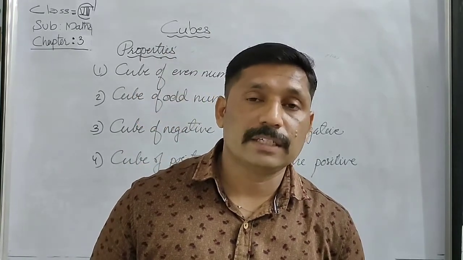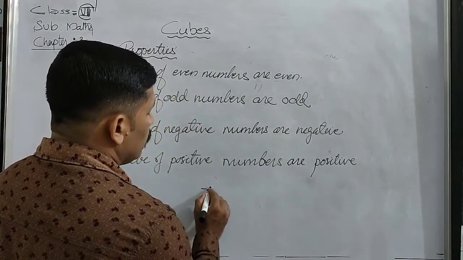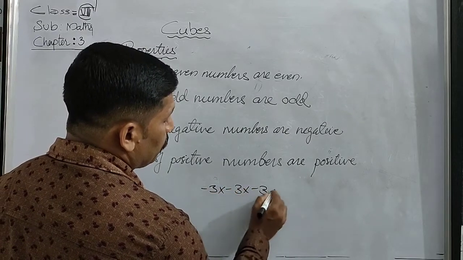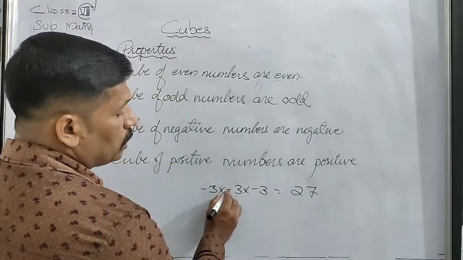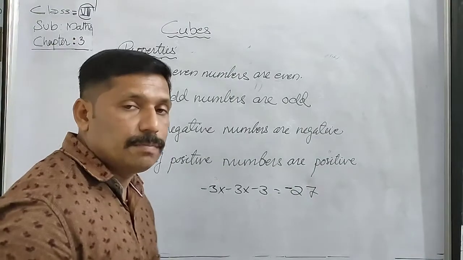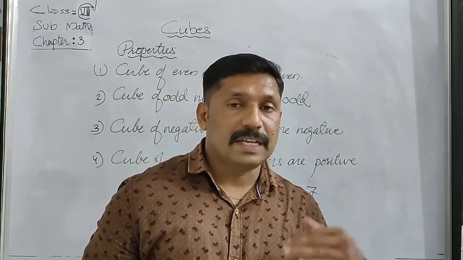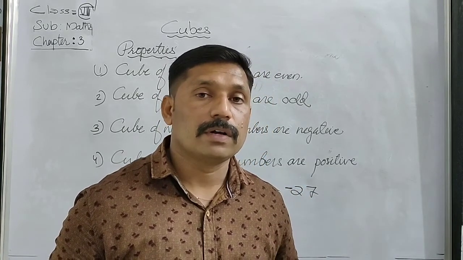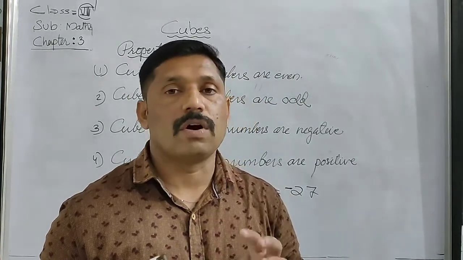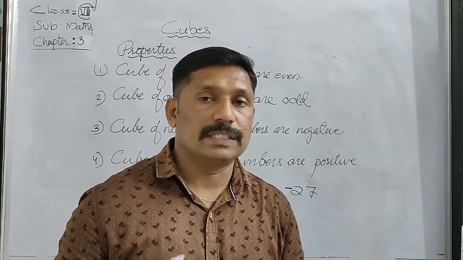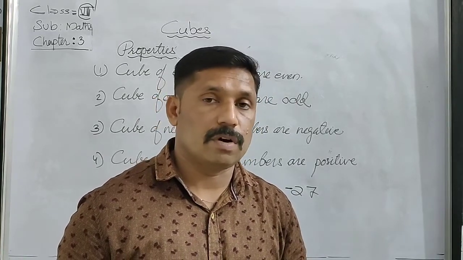Then what about the cube of negative numbers? Suppose we multiply a negative number 3 times, negative 3 into negative 3 into negative 3. 3 3s are 9, 9 3s are 27. So here we got 27, and negative into negative is positive, positive into negative is negative. So cube of negative numbers will be negative and cube of positive numbers will be positive. So these four properties are the starting properties of cube numbers. First is that the cube of an odd number is always odd, then cube of even numbers are always even, then cube of negative numbers are always negative, and cube of positive numbers are always positive.